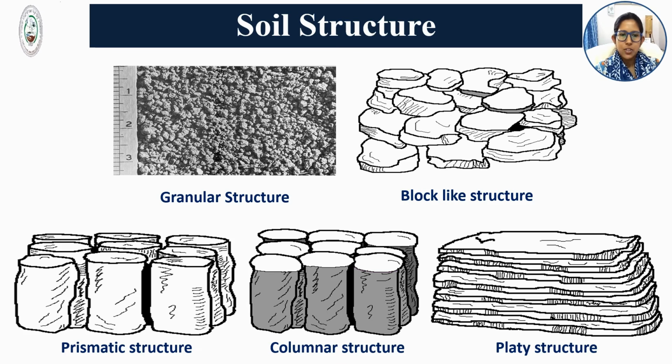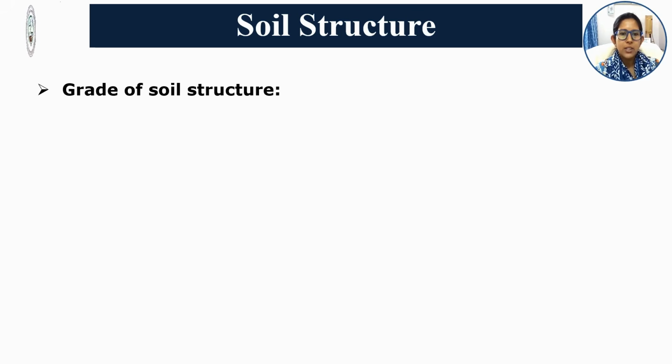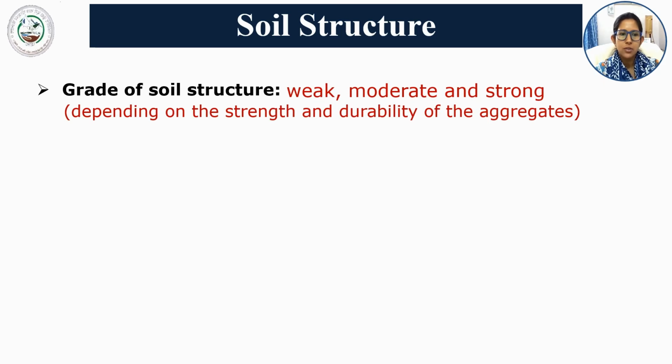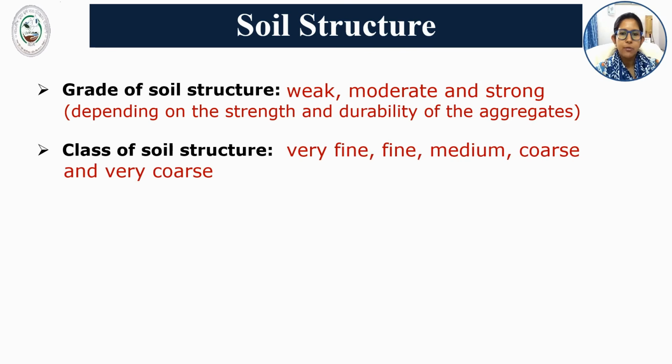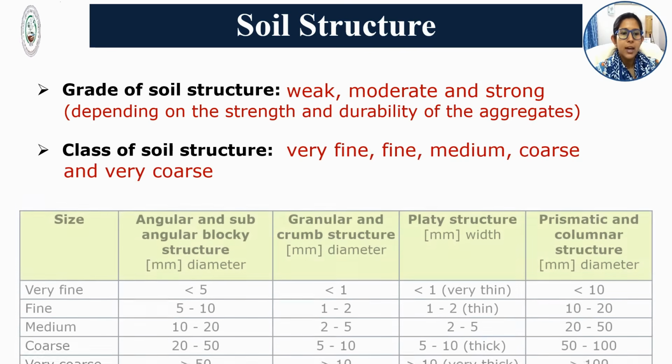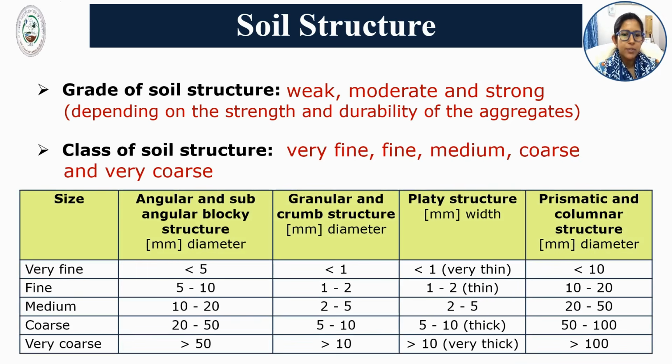Platy structure, they have more width and less length. And of all these structures, the granular structure is best for agriculture purposes, where the porosity, the infiltration rate and the soil aggregation are best maintained. And the grade of the soil structure, depending on the strength and durability of the aggregates, is classified as weak, moderate and strong. And the structural classes may be defined as very fine, fine, medium, coarse or very coarse, depending on the diameter of the aggregates, which we generally do in studies when we are considering the soil profile study.